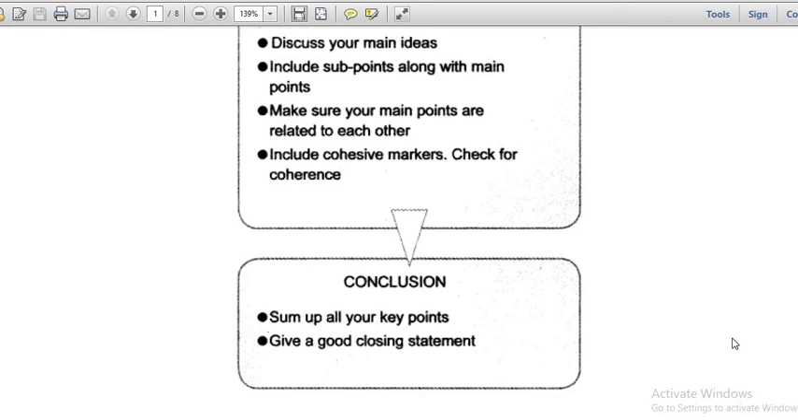And conclusion: in the conclusion part, remember, sum up all your key points. Whatever the key points are, you have to sum up all of them. Give a good closing statement. Remember one important thing, you have to give a good closing statement. This is very, very important.